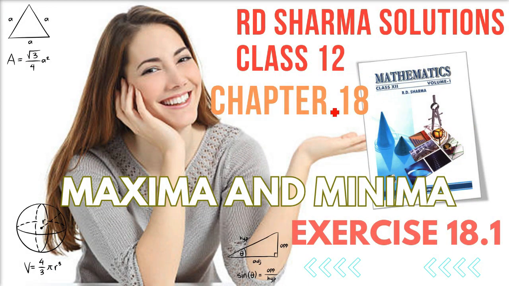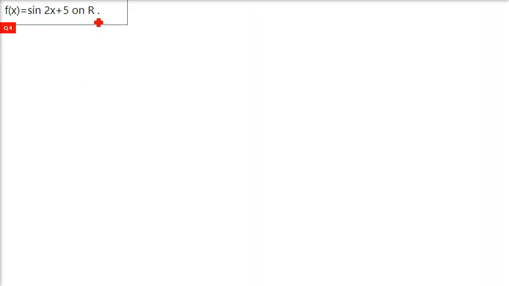This is R.D. Sharma solution, class 12, chapter 18, Maxima and Minima we are taking. The exercise is 18.1. Sin 2x plus 5 on R. So we have to find out the maxima and minima.